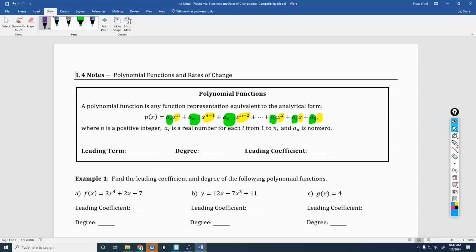So some things that you need to know. Something you may be asked for is going to be the leading term. The leading term in this case would be A sub n x to the n power. It is the term with the highest exponent, right? This right here would be your highest exponent. And you may remember from Math 3 that we call that highest exponent in a polynomial function the degree of the function. So the degree of this function would be n, whatever your highest exponent is. If that is 7, you have a 7th degree polynomial. If it is 3, you have a 3rd degree polynomial.